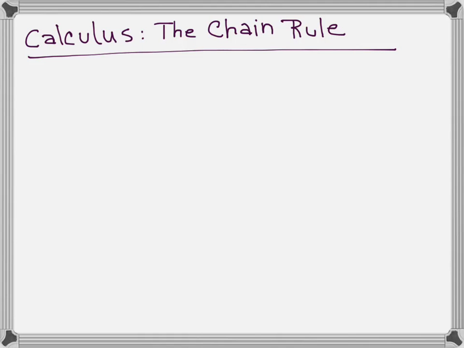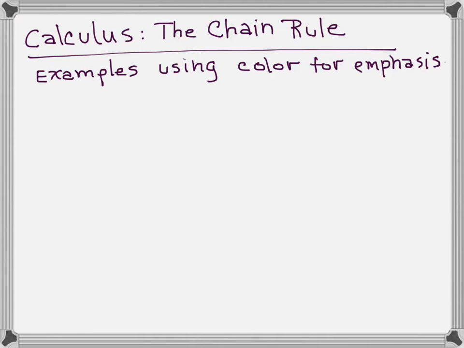Here's some more examples of chain rule. We're using color for emphasis, and we're going to go express here. We're not going to write out f of g of h of x. We're just going to use color to show the composition and then do the derivatives directly.